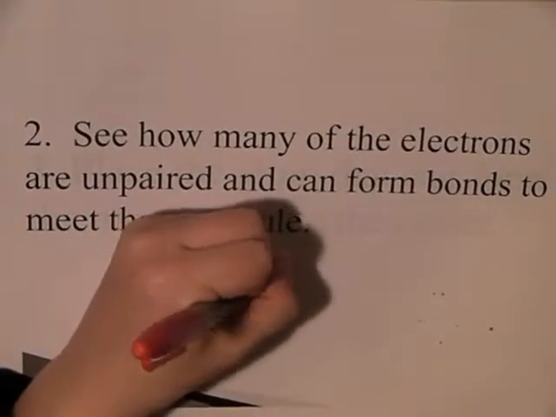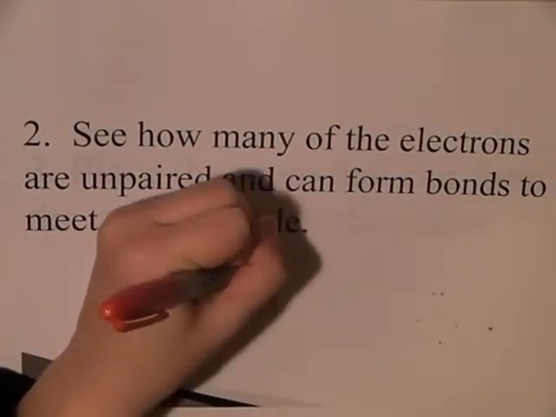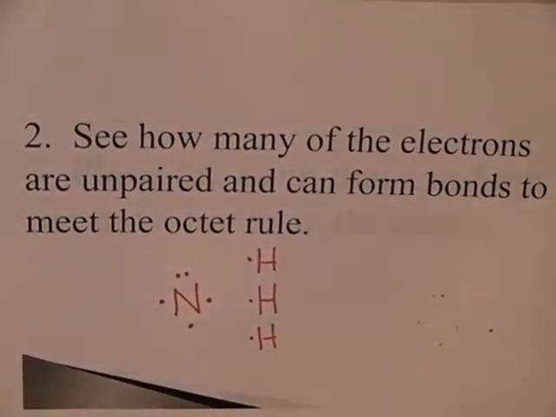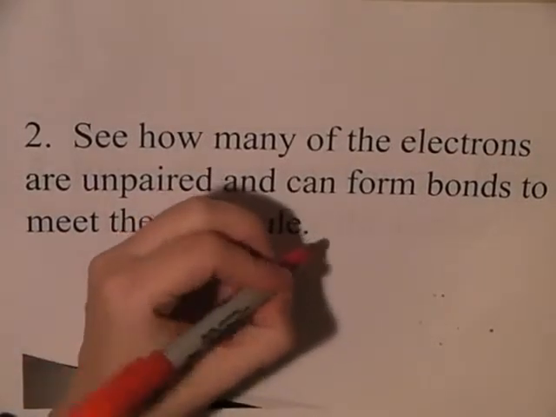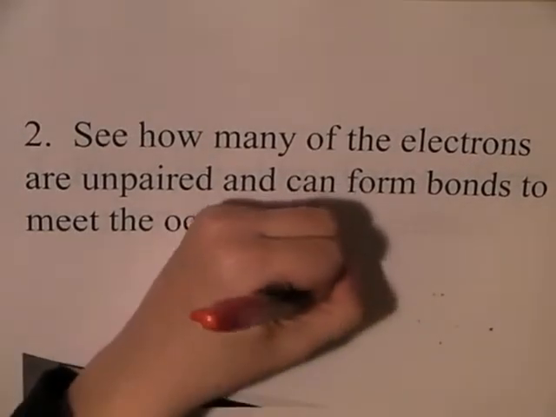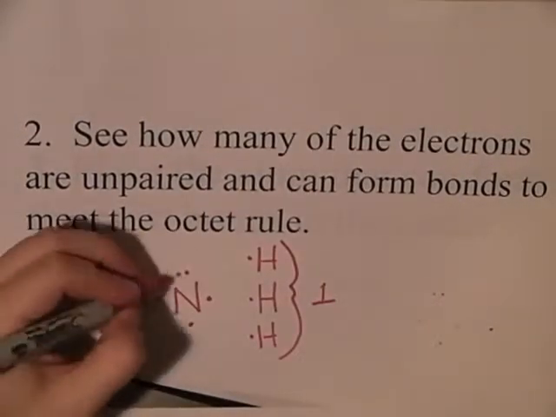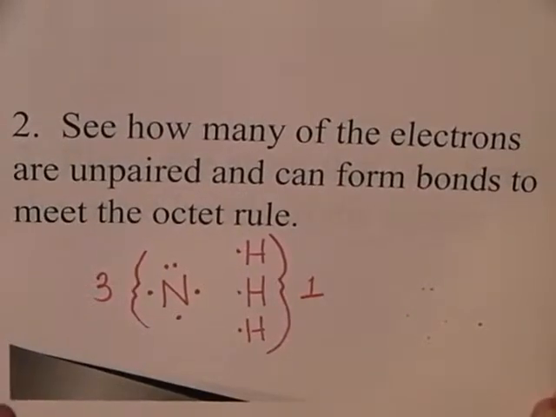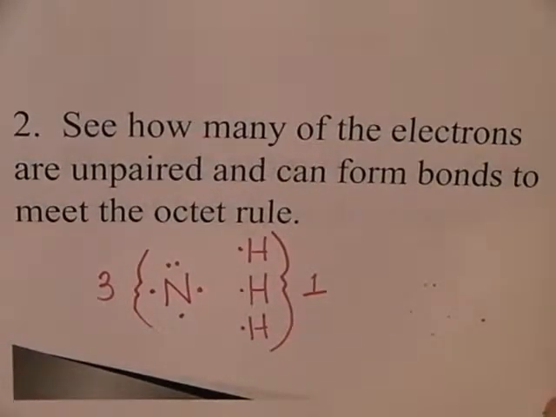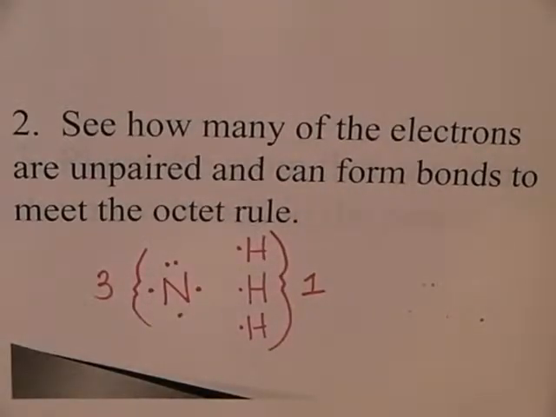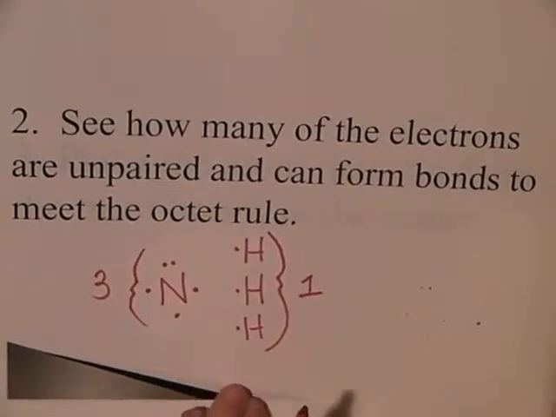And then you've got 3 hydrogen, all with 1 valence electron. So hopefully you're pointing out or seeing that each hydrogen can form 1 bond, and this 1 nitrogen can form 3 bonds. So notice how well those are going to fit together in a Lewis structure. That's all this step is saying: figure out how many bonds each one of your elements can form.